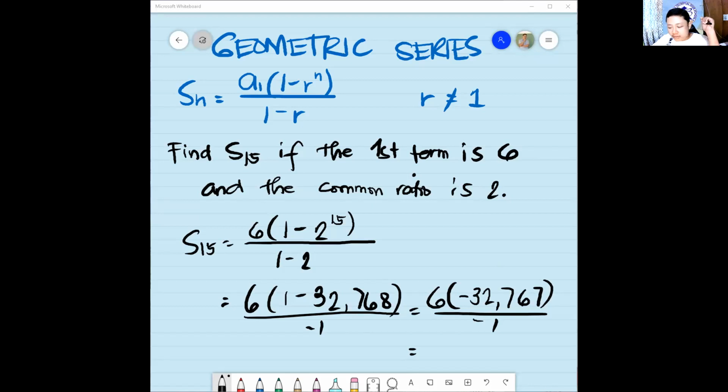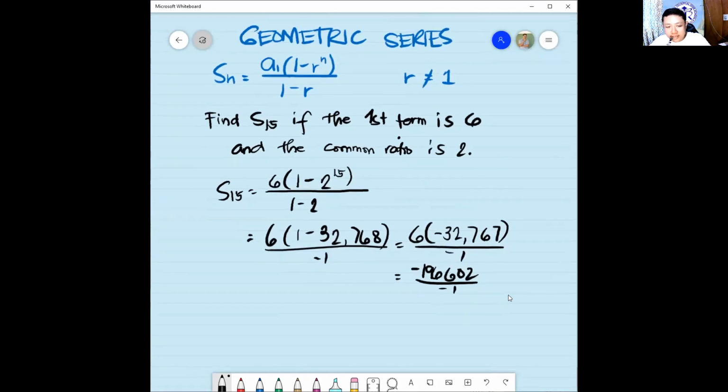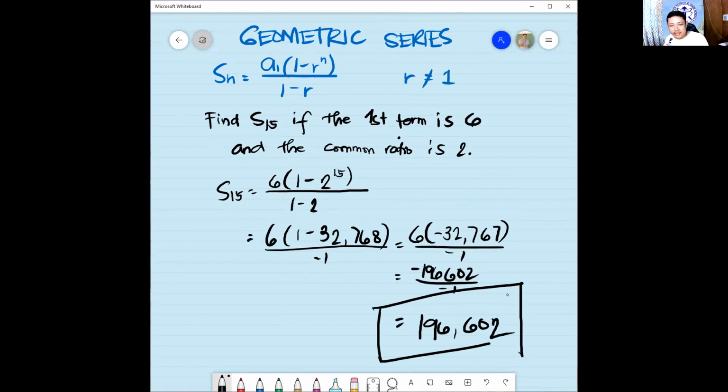times 32,767 is 196,602. This is negative 196,602 over negative 1. Good thing there's a negative 1 here. So when you divide negative 1 by negative 1, the answer is positive. So the answer is 196,602. And that's it. Okay, Princess is correct now too.